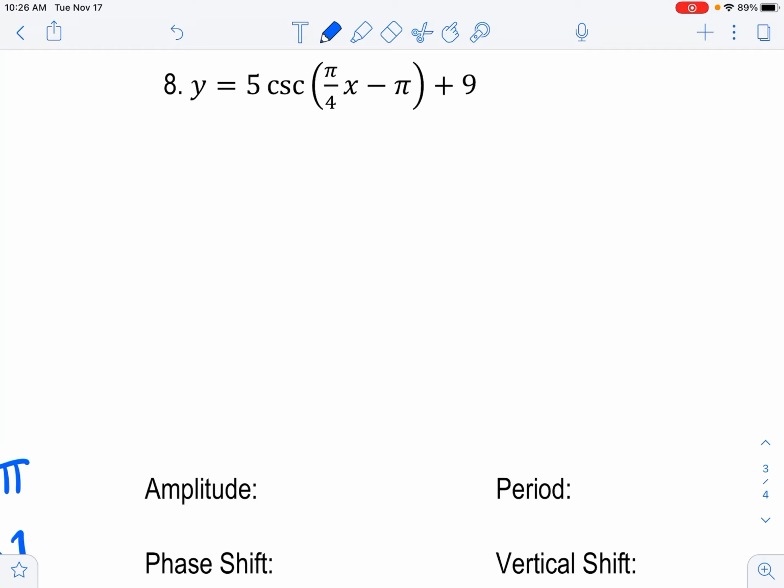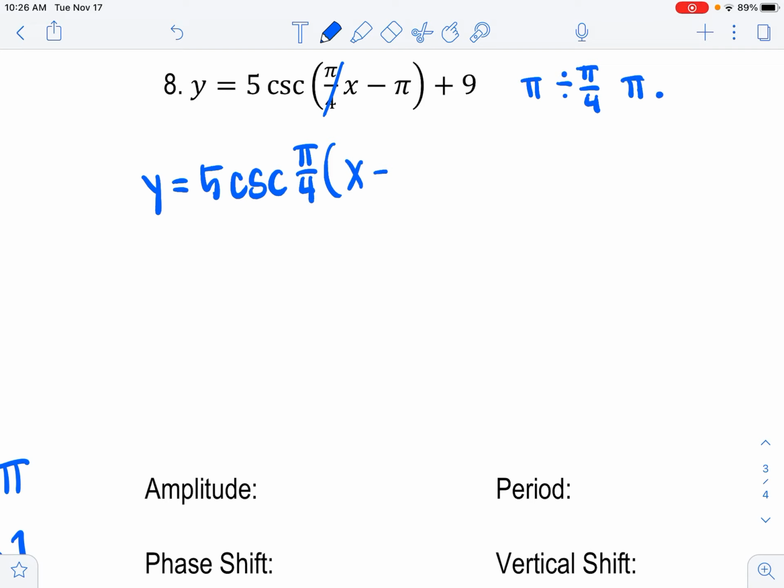All right, next one, what is the b value? The b value is pi over 4, so I have to factor out a pi over 4. So I have y equals 5 times the cosecant of, I'm going to factor out a pi over 4. Remember, factoring out a pi over 4 means dividing by pi over 4. So that'll cancel. That's x minus, and then I have to do pi divided by pi over 4.